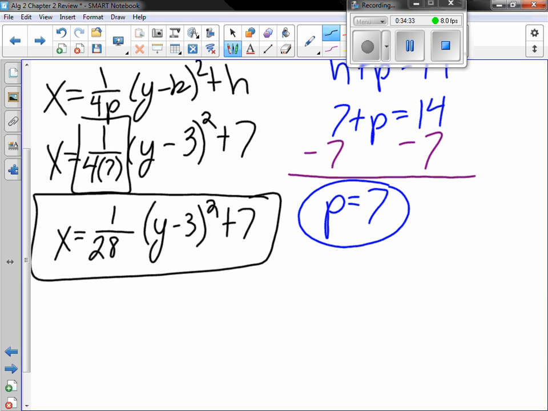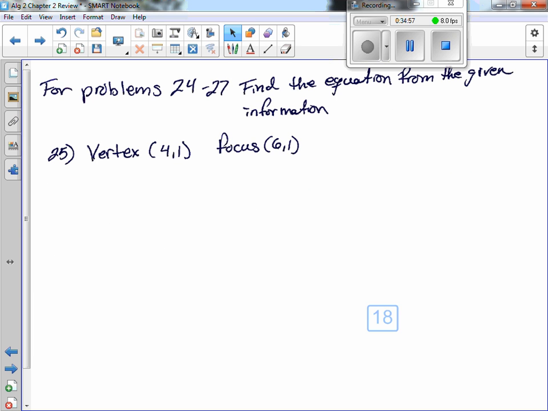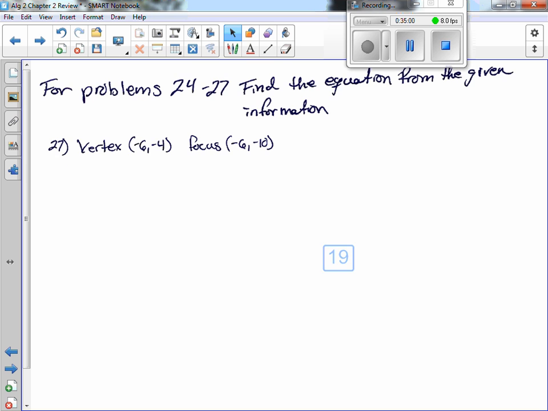Since we didn't have any double negatives, so inside the parentheses we didn't have y minus negative 3, we don't have to change anything there. This is just the equation. We had to find the values of h, p, and k. And once we found those, we plugged them into the equation it matched with, and we're done. Any other questions on this here? So we're good with that there.